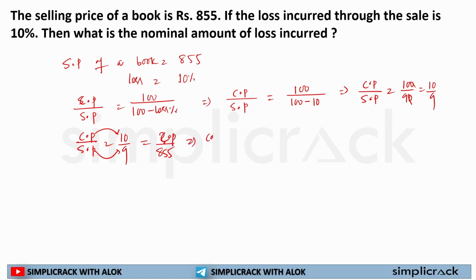So I can write cost price is equal to 10 by 9 multiplied by 855, cross multiply. I hope you understand how cross multiply is happening. And if I solve it, 9 9s are 81, 4 5 9 5s are 45. So cost price is 950. Now loss is what? 950 minus 855 is equal to loss. So 55 plus 5, 60. 60 into 90, so answer is 95.